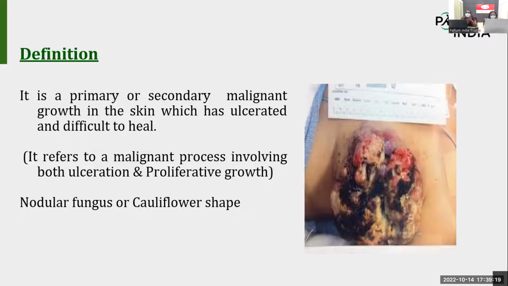At the same time, involvement of both ulceration and proliferative growth will be there. Because of that, a lot of necrotic tissue and a lot of exudate will be there, along with many signs and symptoms. It looks like a cauliflower in shape, with a nodular fungus shape. Because of the nodular fungus shape, we call this kind of wound a fungating wound, not because of fungus. So this is the cancer wound.